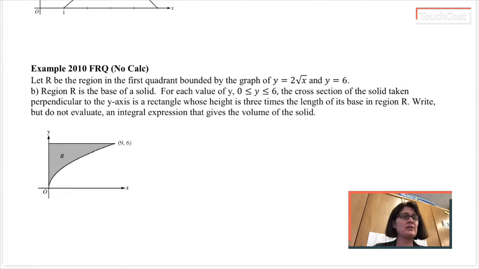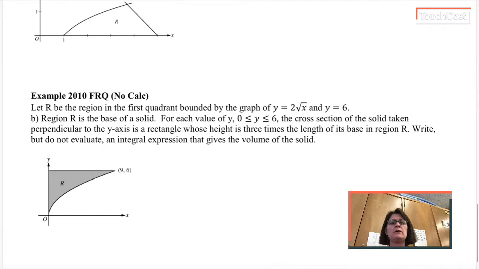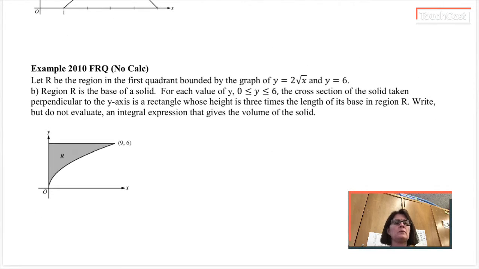I'm going to make 2 changes on you this time. This time, I still have a region R. It's the base of a solid. And I know this is y equals 2 square root of x.